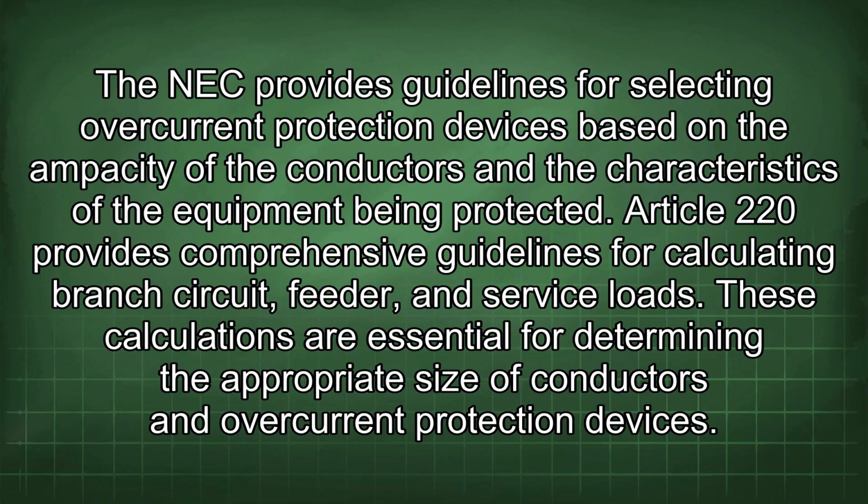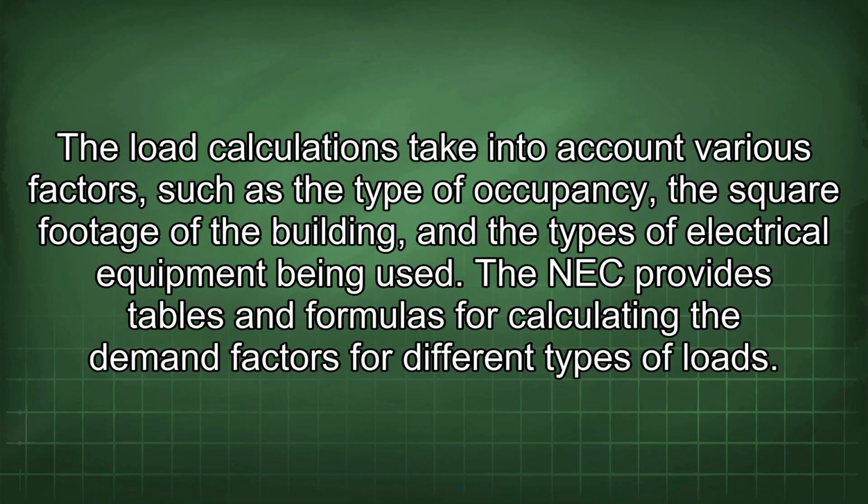Article 220 provides comprehensive guidelines for calculating branch circuit, feeder, and service loads. These calculations are essential for determining the appropriate size of conductors and overcurrent protection devices. The load calculations take into account various factors, such as the type of occupancy, the square footage of the building, and the types of electrical equipment being used.